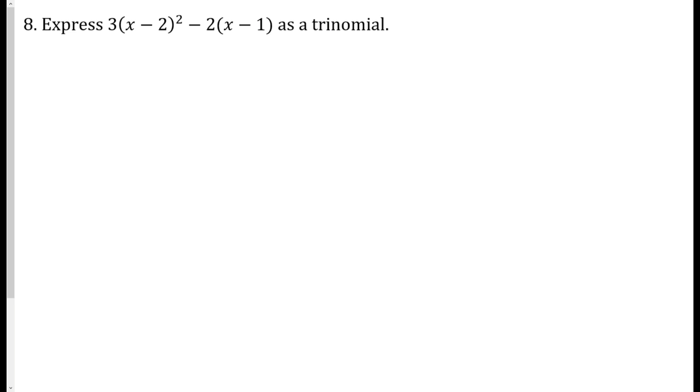All right, this is an Algebra 1 review question. 3 times x minus 2 squared minus 2 times x minus 1, as a trinomial. Trinomial, 3 terms. So the key thing is not to make the mistake that you made in 9th grade all the time. When I square a binomial, I have to write it out twice. What does something squared mean? It means it's times itself.